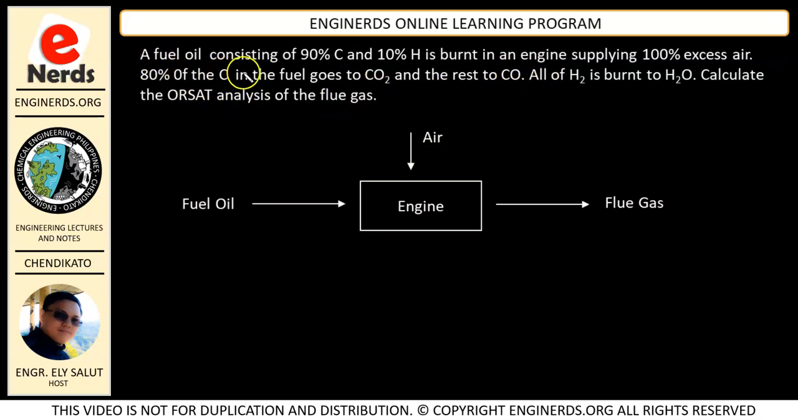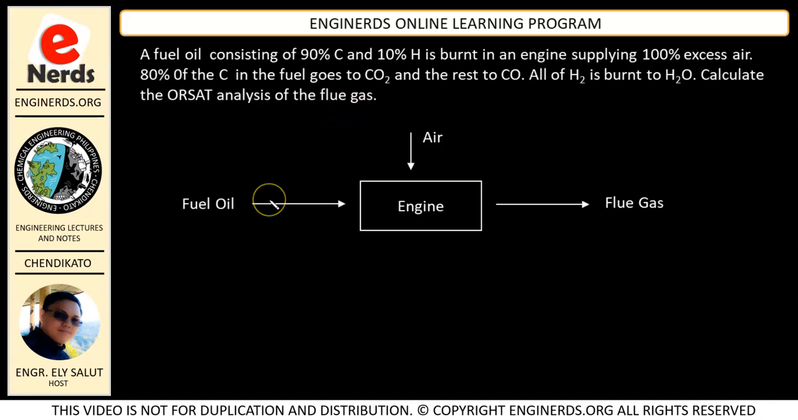A fuel oil consisting of 90% carbon and 10% hydrogen is burned in an engine supplying 100% excess air. 80% of the carbon in the fuel goes to carbon dioxide. So 80% lang ang nag-proceed to complete combustion and the rest is carbon monoxide. So 20% ng ating fuel is turned into carbon monoxide. All of the H2 is burned to H2O. Calculate the ORSAT analysis of the flue gas.